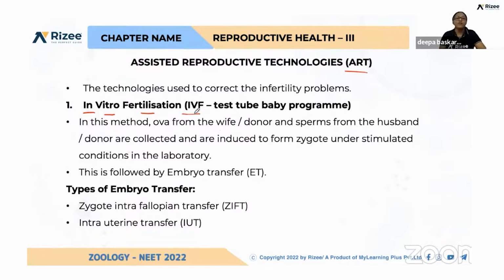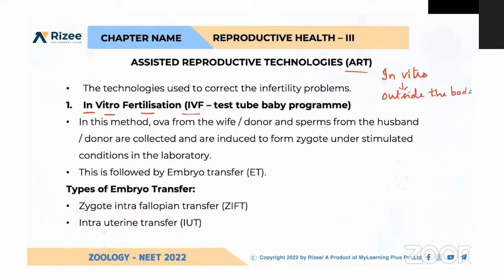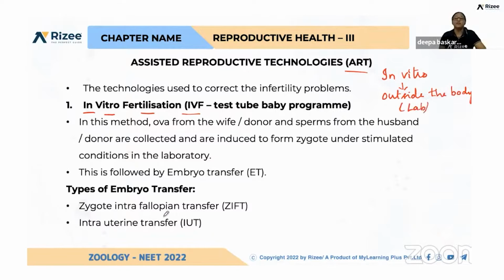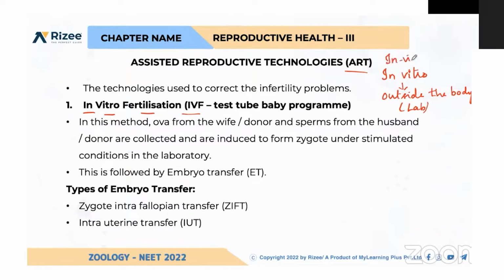So what do you mean by IVF? That is in vitro fertilization. What is the meaning of in vitro and in vivo, Nandini? In vitro means artificial, outside the body, that is in the lab. And what do you call what is happening inside the body? In vivo.